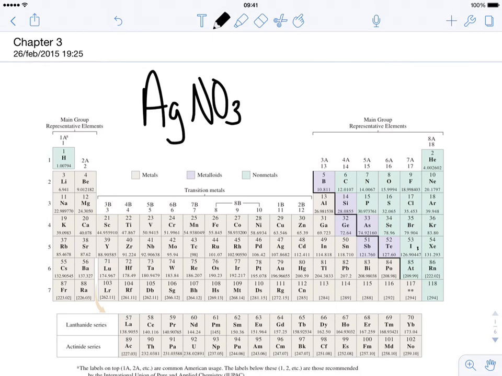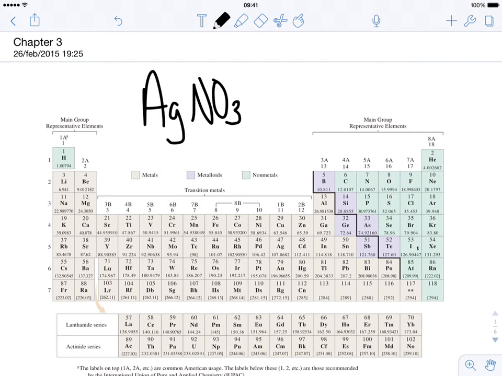What are the charges that each of these ions form? This one is a little bit more difficult because silver is right here. It's a transition metal, meaning that it doesn't have one specific charge. It could have different charges. And nitrate is a polyatomic ion, so it's not on the periodic table at all. So this is why it's so important to have the names and the charges of your polyatomic ions memorized, because that's the only way you can answer this question.